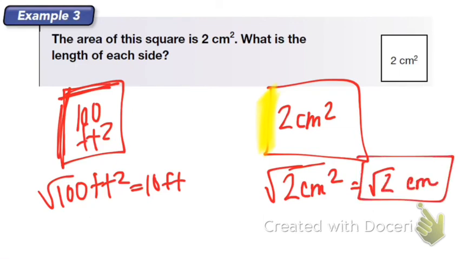Okay, if you want to use a calculator, you can type in the square root of 2, but on your homework, you need to leave it in the irrational form, or leave it in the square root form, because that is the most exact answer.